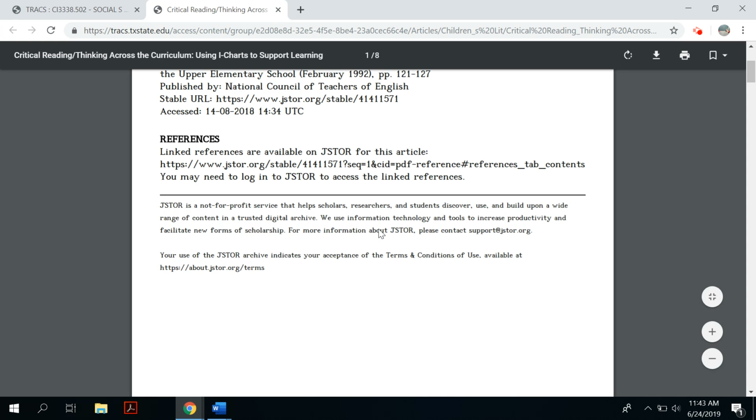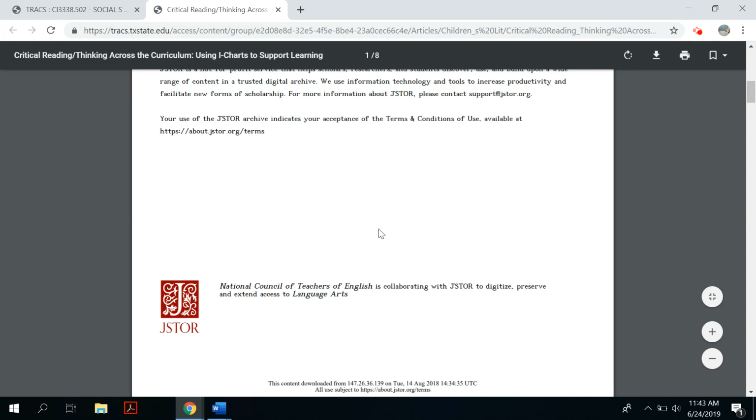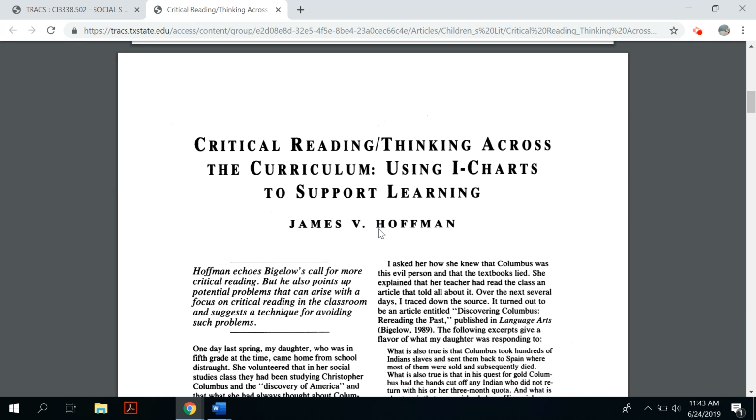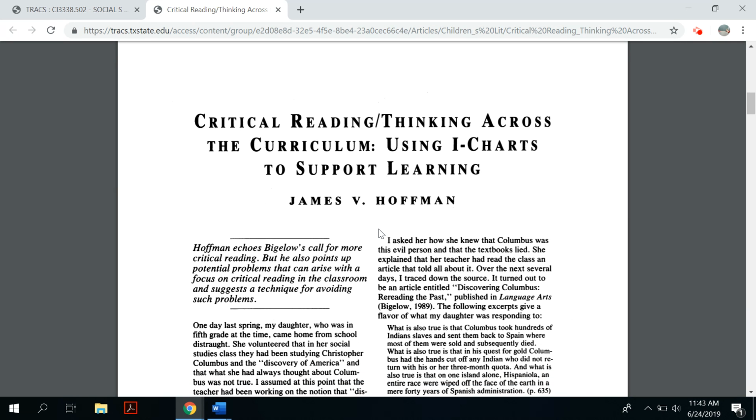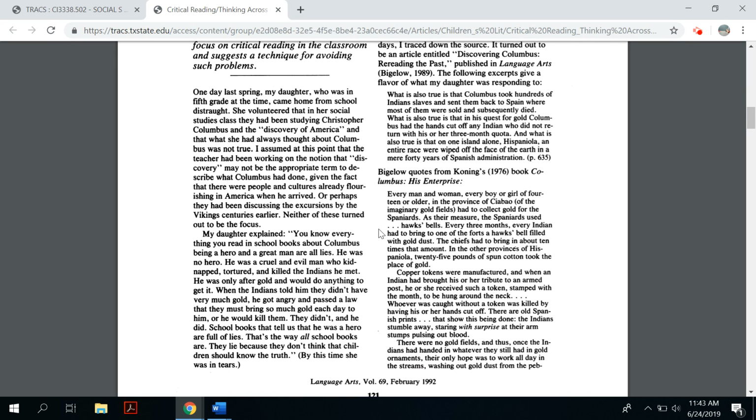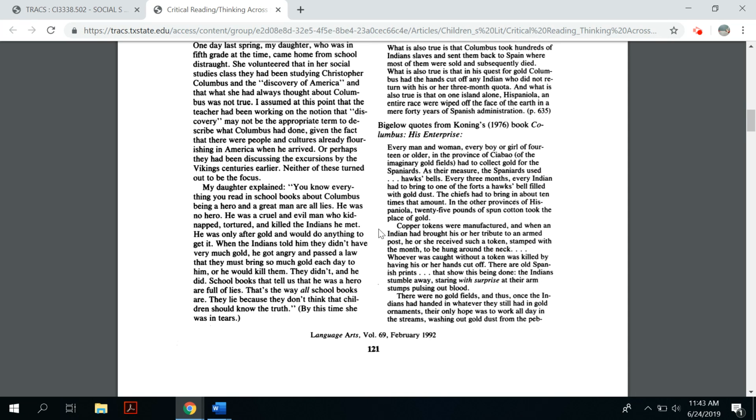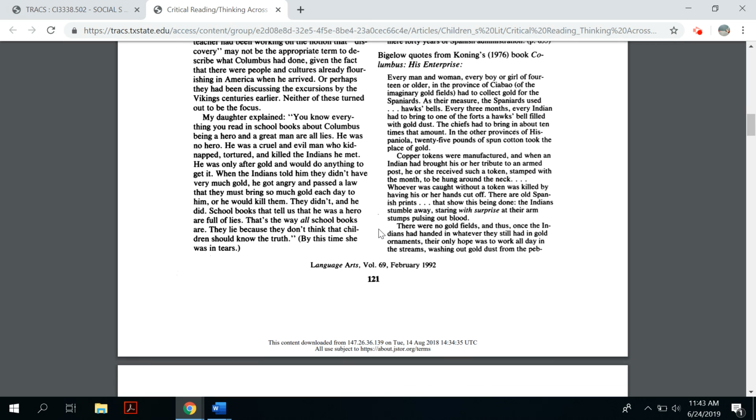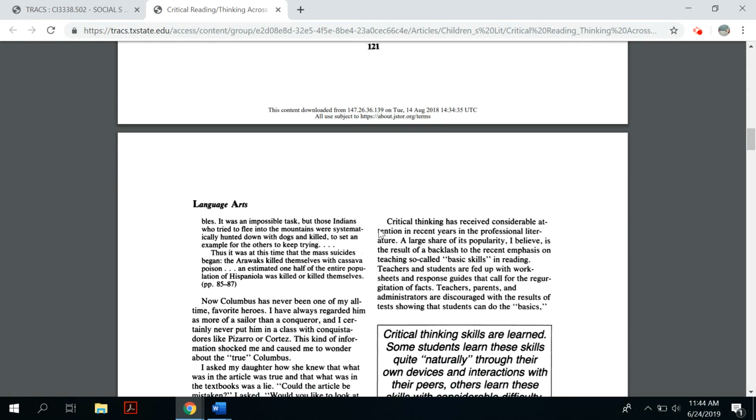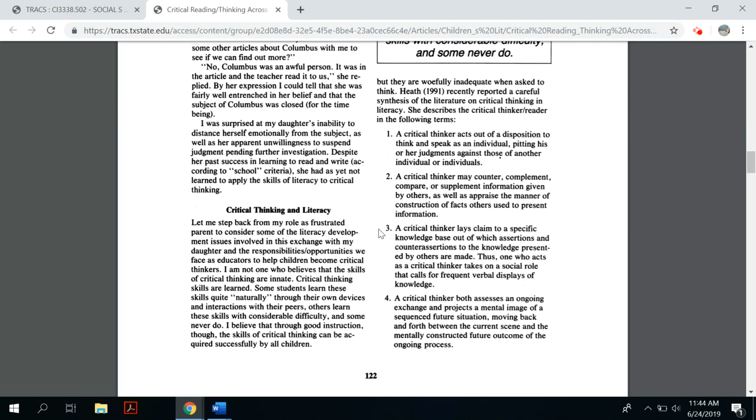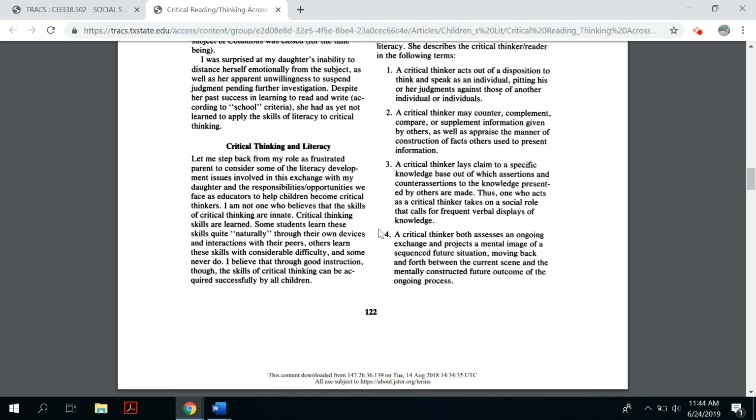It's an article written by Dr. Jim Hoffman, who is a longtime instructor, professor, researcher at the University of Texas. And this, I think, is an incredibly interesting article about how he decided to come up with this idea of iCharts for critical thinking and really lays out how to create an iChart. So take a look at that, read through it, take some notes, ask yourself some questions, bring that to class tomorrow so that we can chat about it, and we'll move on from there.